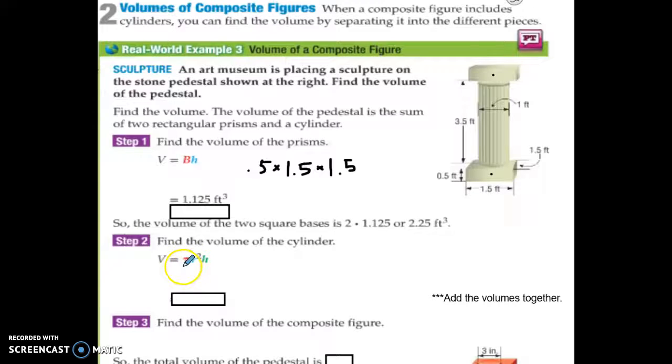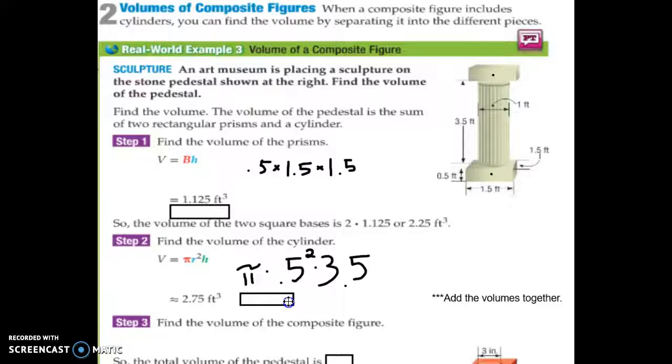So my cylinder, we just got done doing pi r squared times h. So pi times, what's my radius? My radius is going to be 0.5 because the whole thing is 1, so it'll be half. So 0.5 squared times my height. My height is 3.5. Alright, so I multiply all those together, and the volume of my cylinder is 2.75 cubic feet.